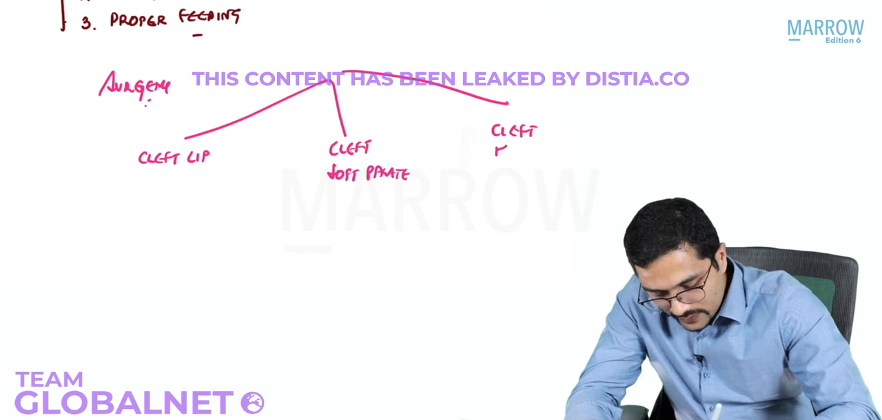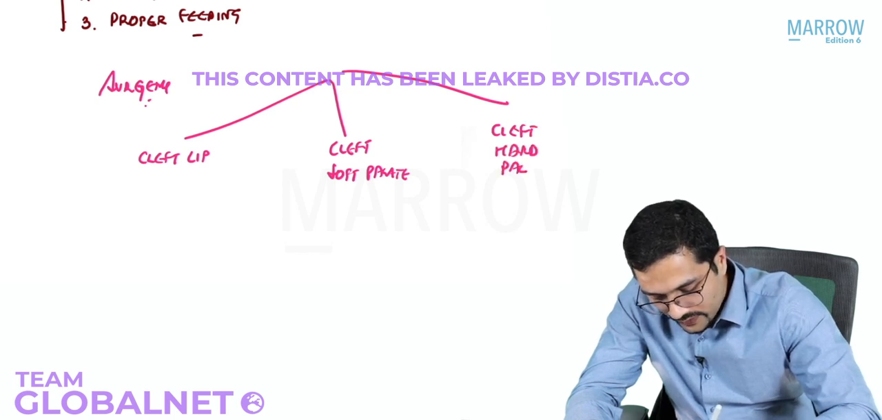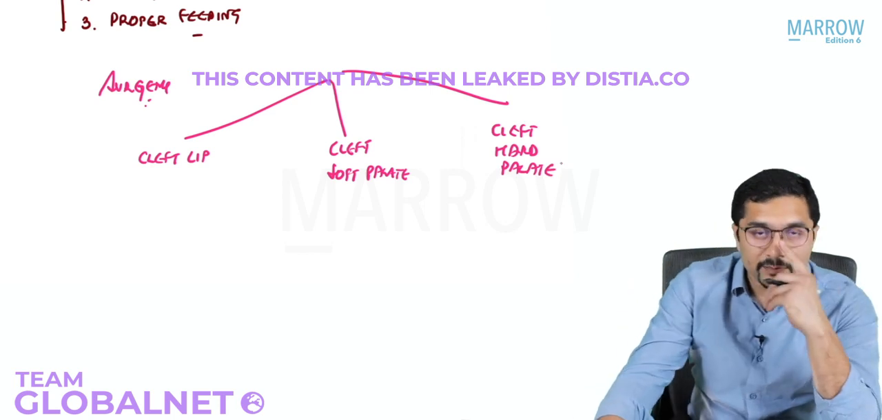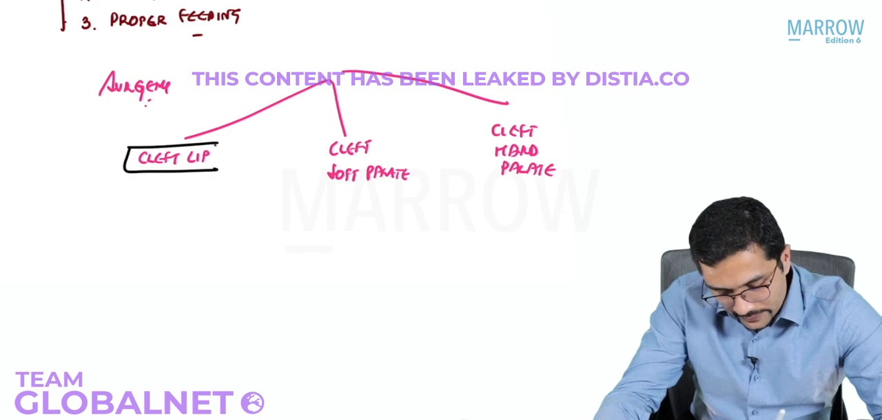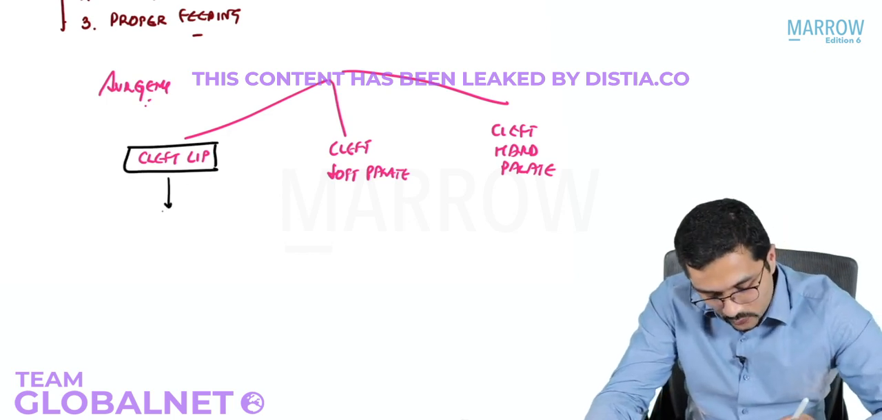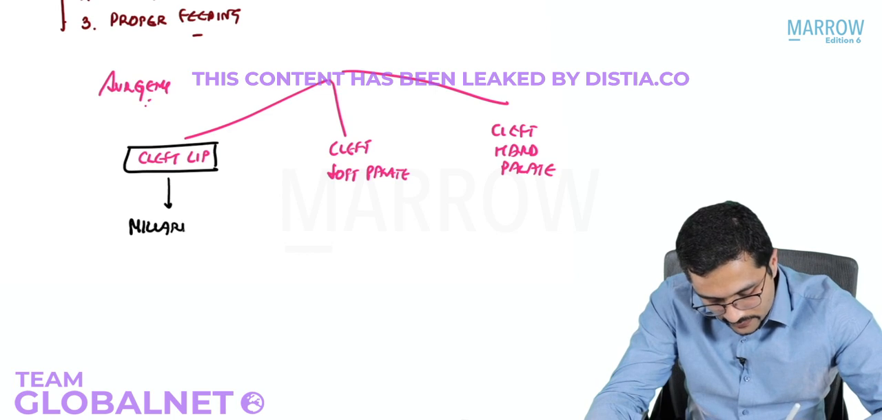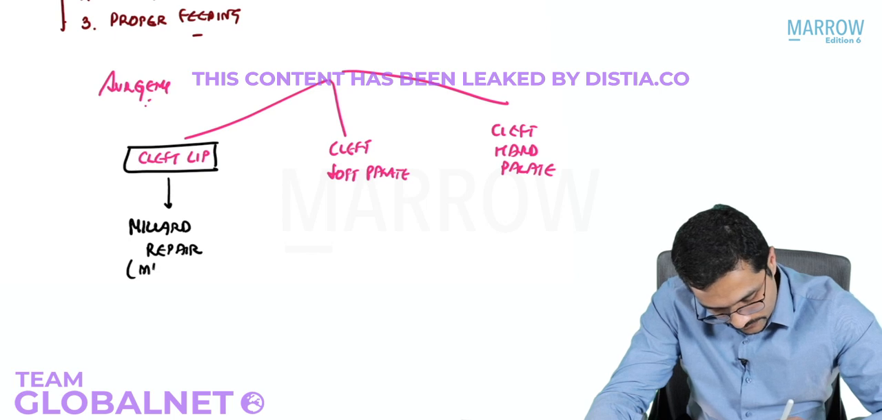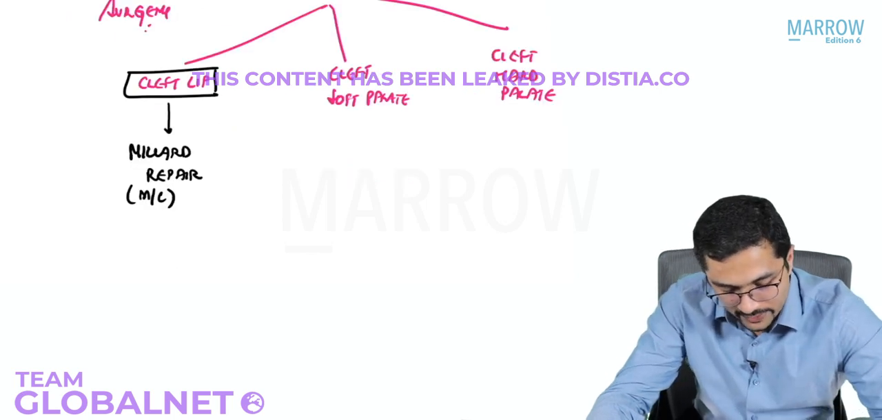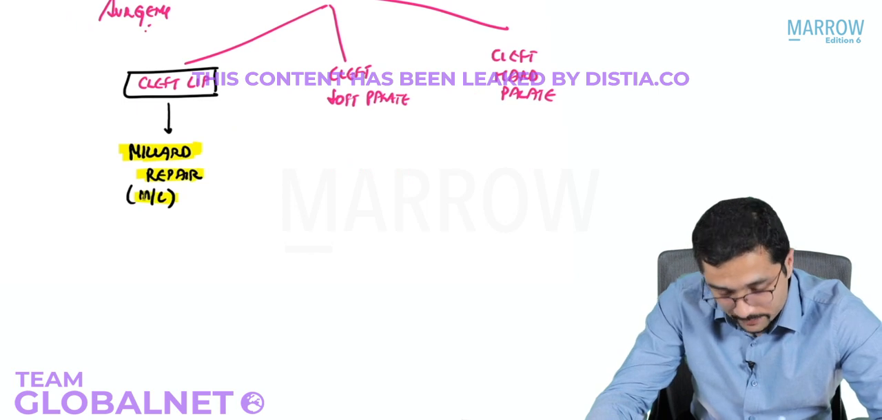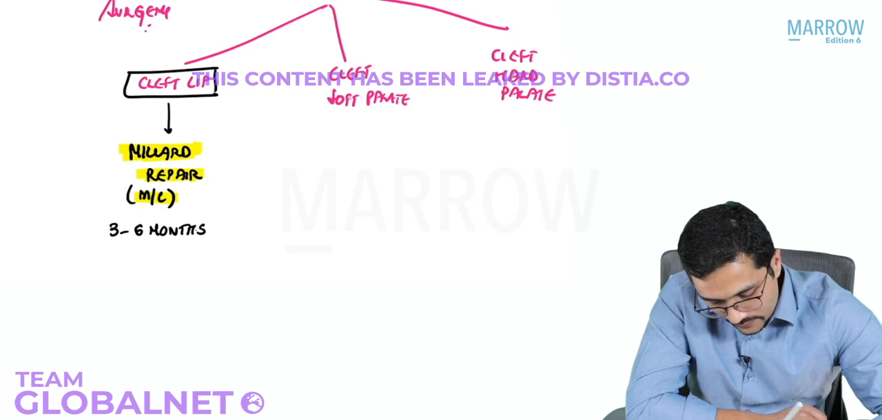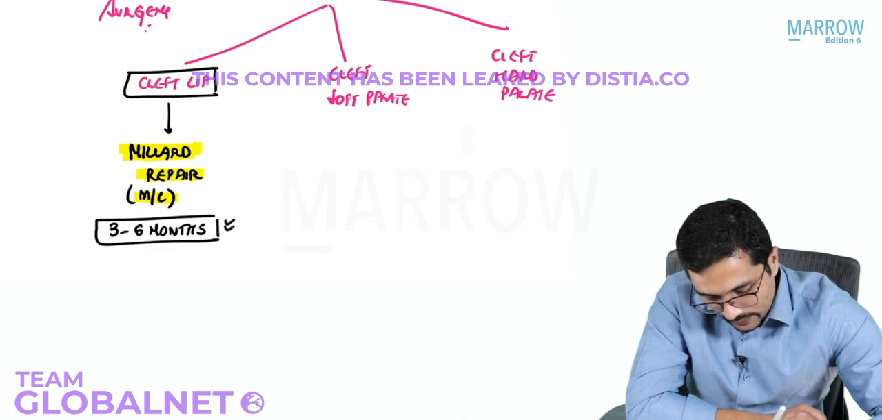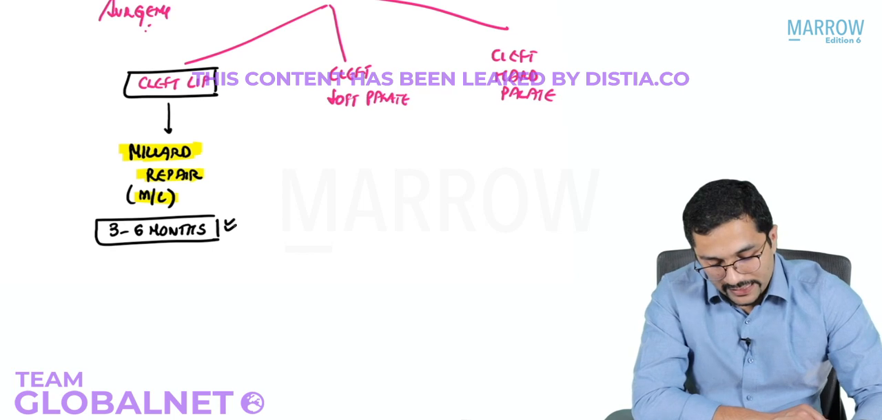Now, the timings of surgery are the ones which have been asked most frequently in the exam. So, for cleft lip, the surgery done is known as the Millard repair. The Millard repair is the most commonly done repair for cleft lip. This has been asked in the exam. And this is done between 3 to 6 months of age.